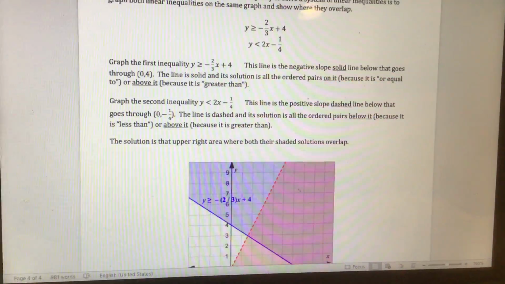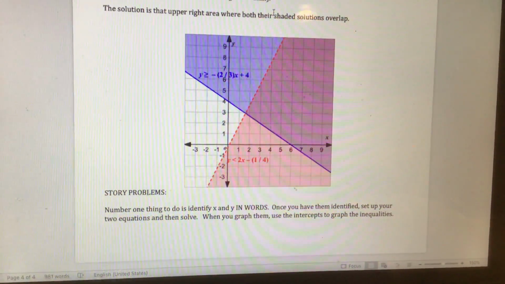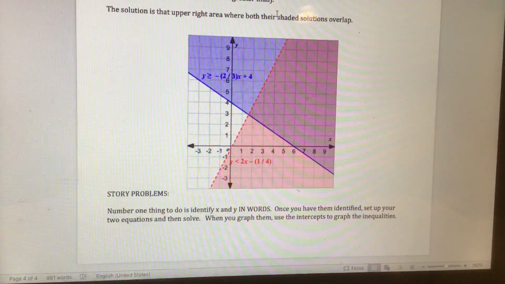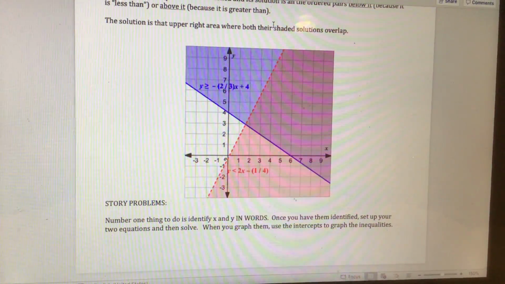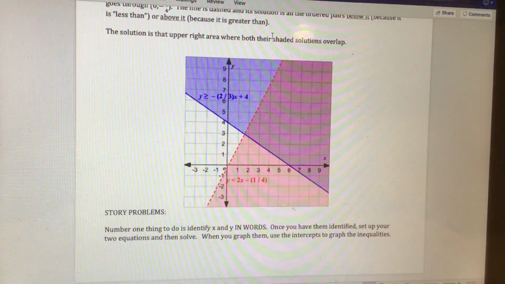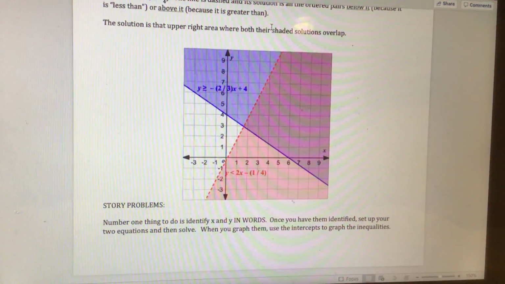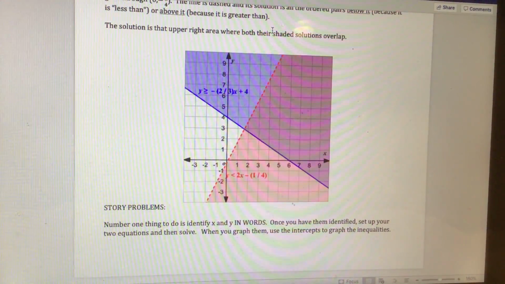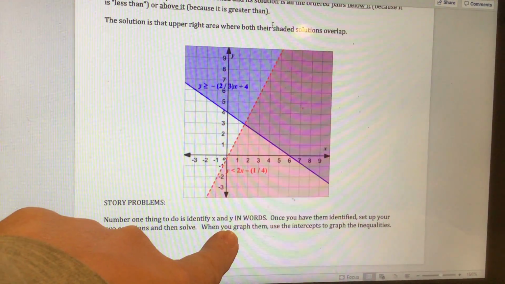Now there's a note on your note page here. When we're doing story problems like you will on your Chapter 6 test, you have to identify x and y in words, and then once you have them identified, you're going to set up your two inequalities. That says equations, it should be inequalities. You have to set up your two inequalities, and how you solve them is you graph them.